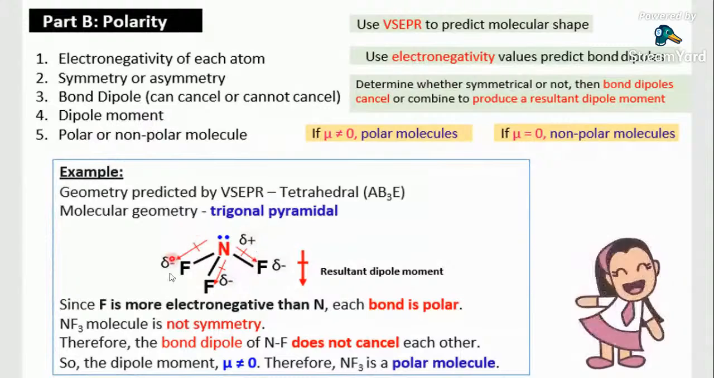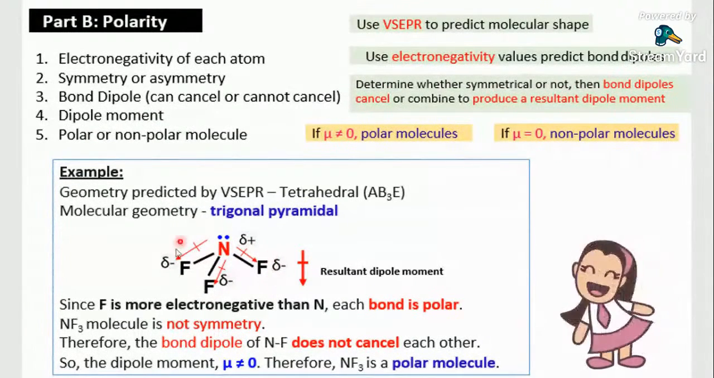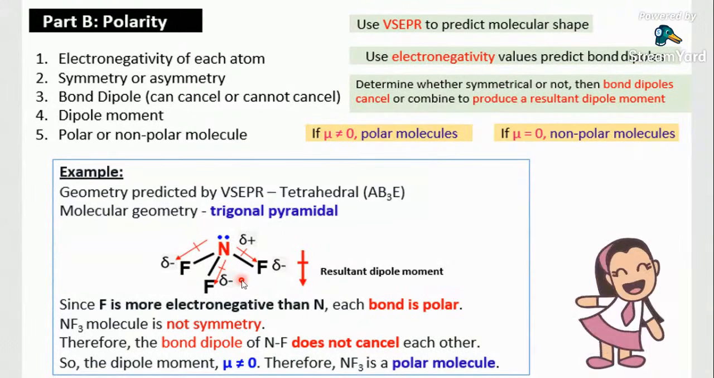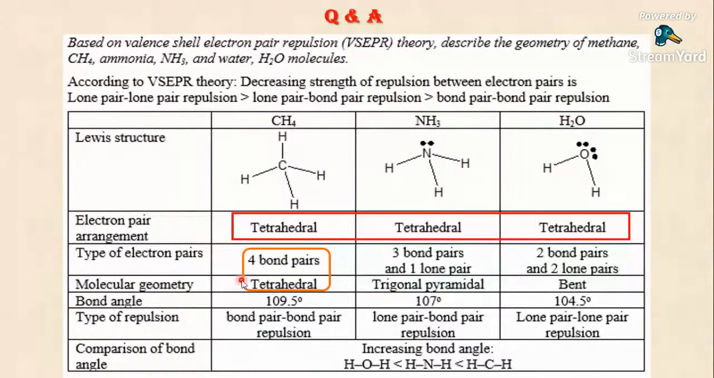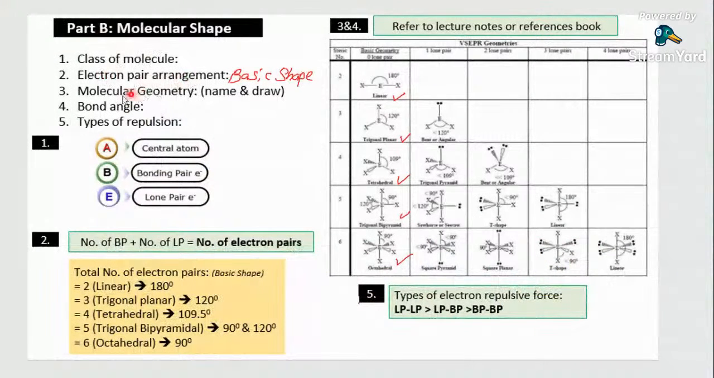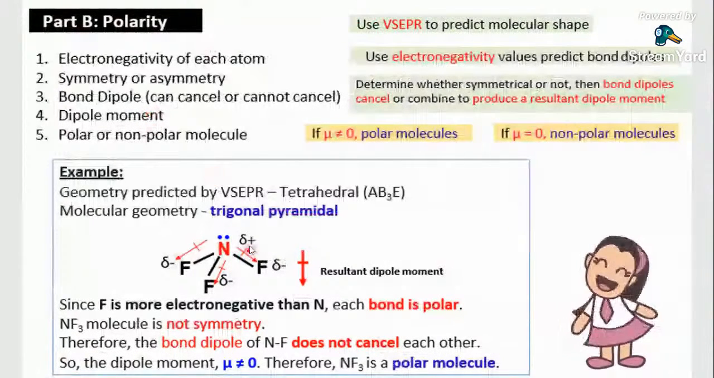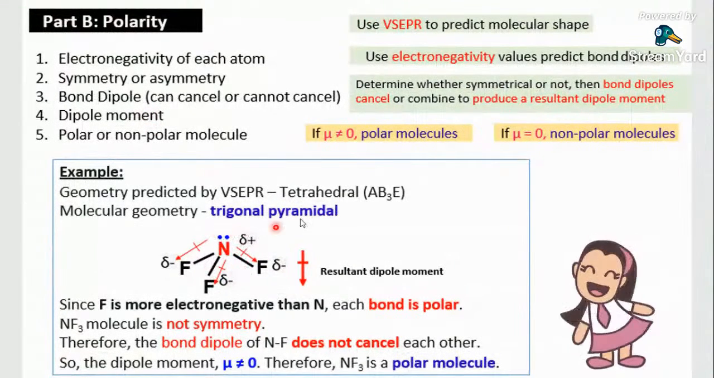For example, in this case, before you start to identify the polarity, you surely have to draw the Lewis structure. After you draw the Lewis structure, for those who are hardworking, you can spend more time and answer like this: class of compound, electron pair arrangement, molecular geometry, bond angle. If not, you can straight away answer. If the question is just 2 marks, you can straight away give the answer. For example, in this case, after you draw the Lewis structure, you know the molecular geometry is tetrahedral.